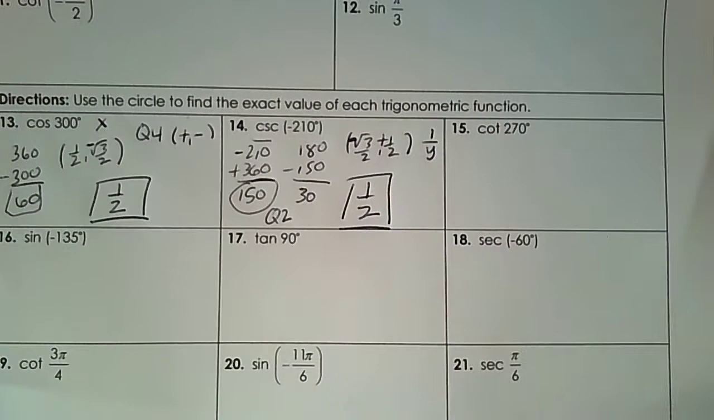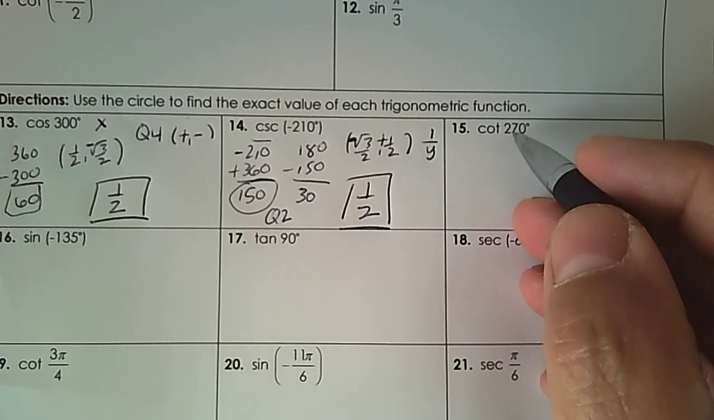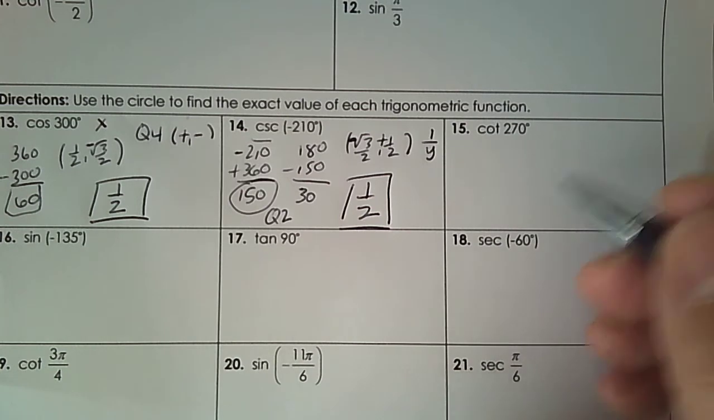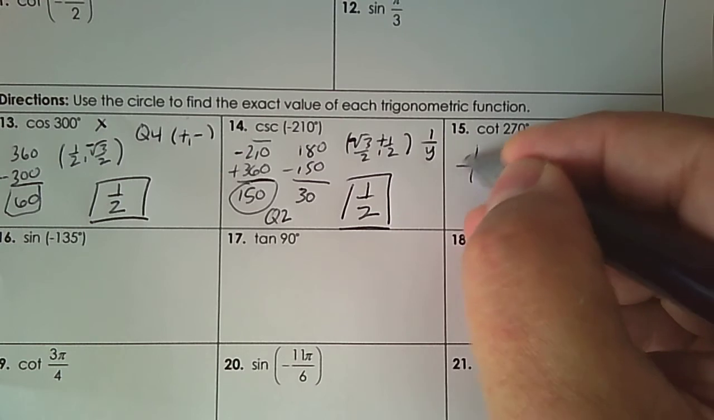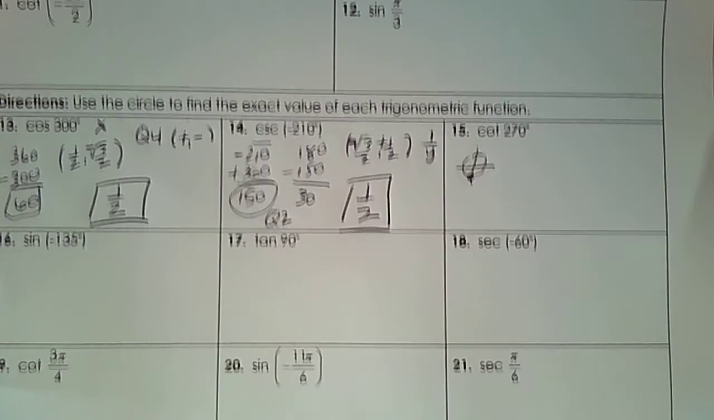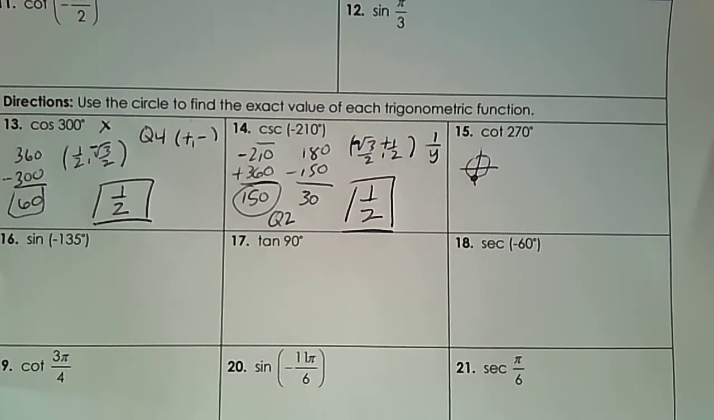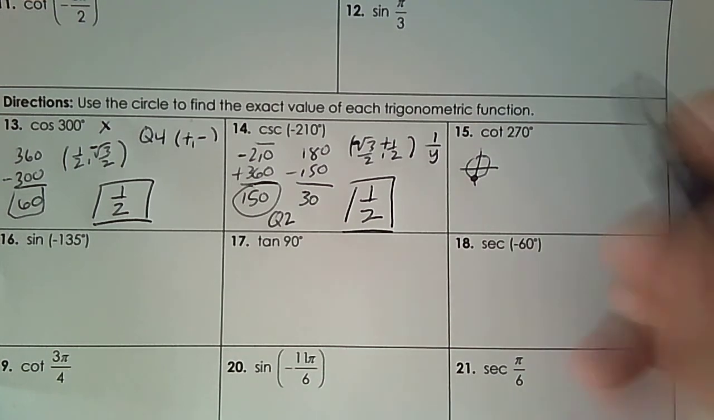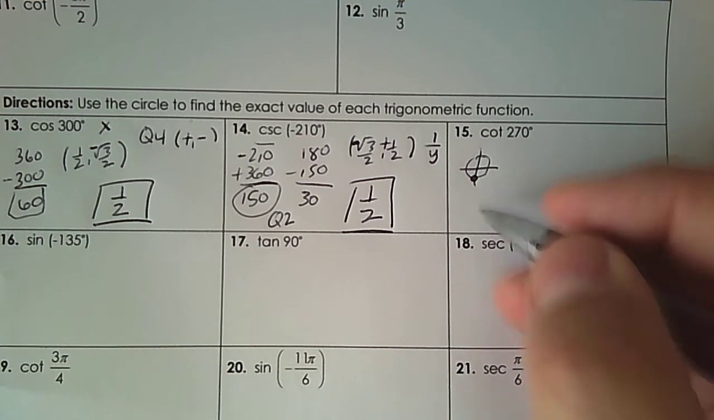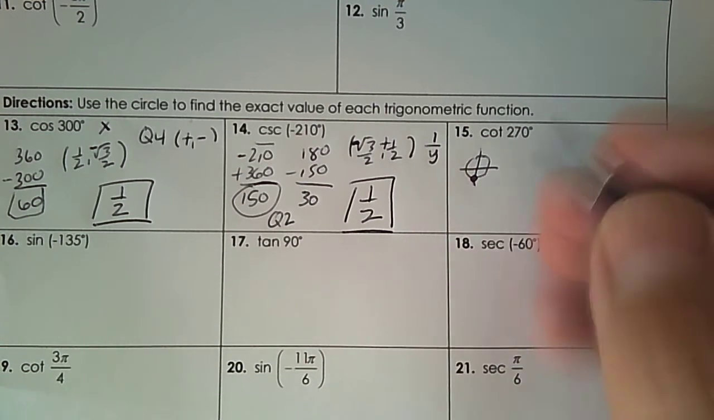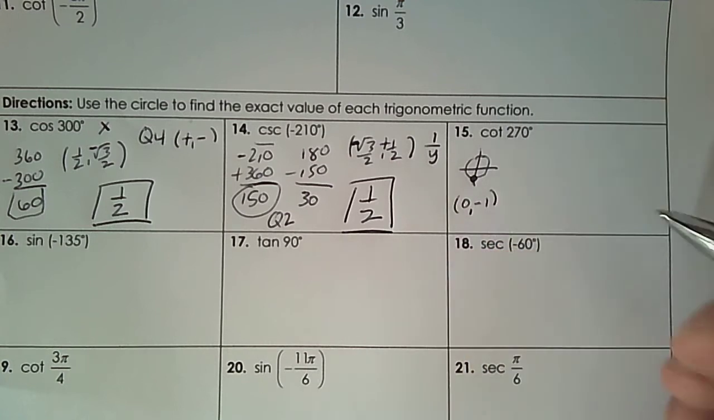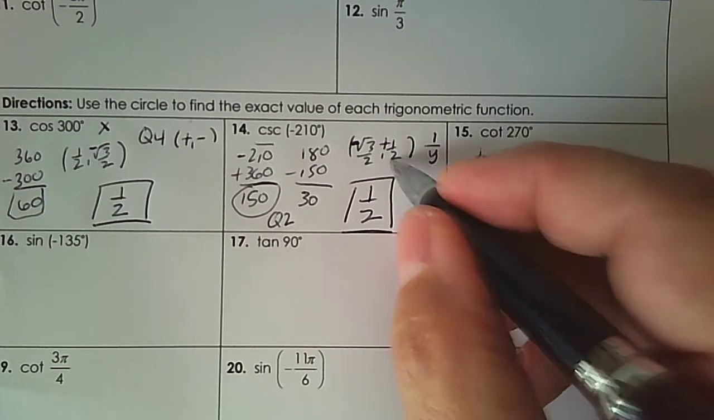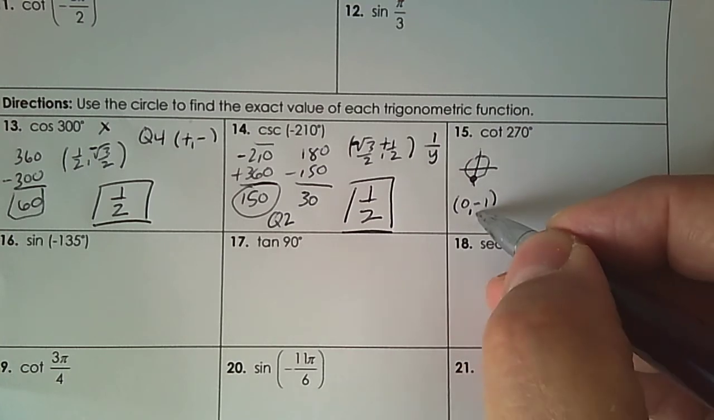Number 15, 270. Can you find the point there for 270? I know that 270 is on an axis. If I drew this circle for you, 270 is at the bottom of the circle. It doesn't have a reference angle because the angle is 90 when you subtract it from the horizontal. It has to be less than 90 to have a reference angle. So it's just a point right there at the very bottom, and that point at the bottom of the circle is 0 and negative 1. Whatever it takes to get that correct point with the signs is where we need to go.